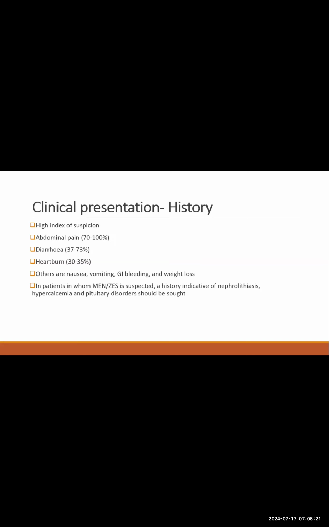Diarrhea is also very common, and the third most common is heartburn, and this symptom mimics that of gastroesophageal reflux disease. Other symptoms can be vomiting. They can present with GI bleeding and weight loss. In patients with Zollinger-Ellison syndrome with multiple endocrine neoplasia, a history indicative of nephrolithiasis, hypercalcemia, and also pituitary disorders should be sought in the patient and also in the family.